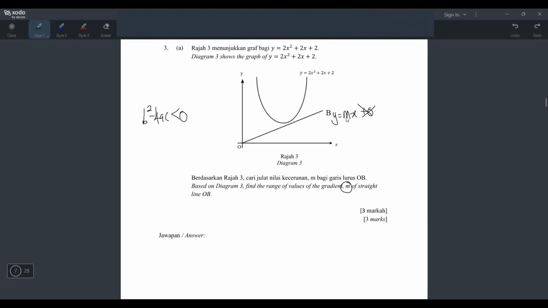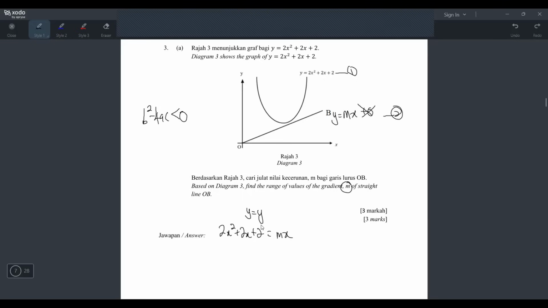So what I will do now is simultaneous. It means I will combine these two equations into one, then only I will do the b squared minus 4ac. I can call this equation 1, and this equation 2, and then I'll just write y equals to y, which means I'm using the substitution method. So the first y I will write 2x squared plus 2x plus 2, and the other y is mx, right?